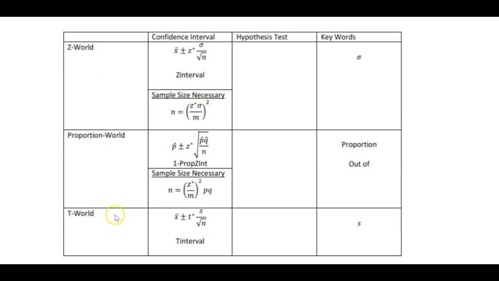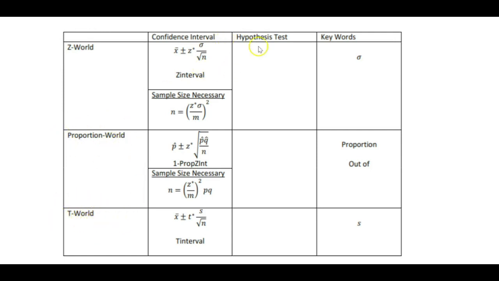So put those worlds down the side, and then you've got along the top two different types of problems we're going to do: confidence intervals, and in our next section, hypothesis tests. So over here is keywords. What separates one type of problem from another? Let's look at that. I've got the Z world, the proportion world, and the T world.